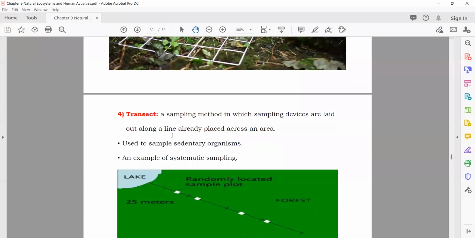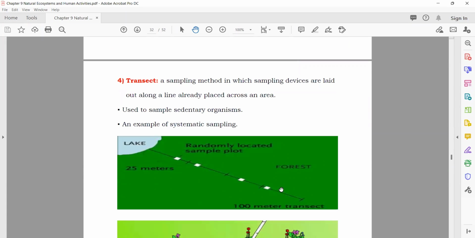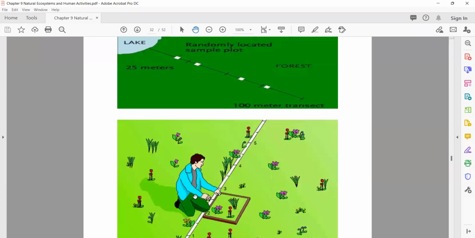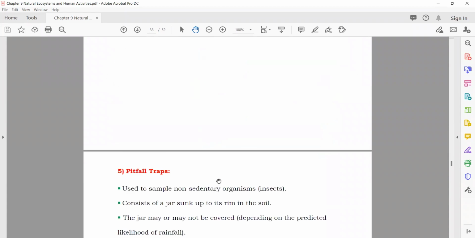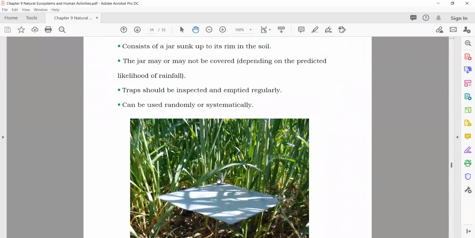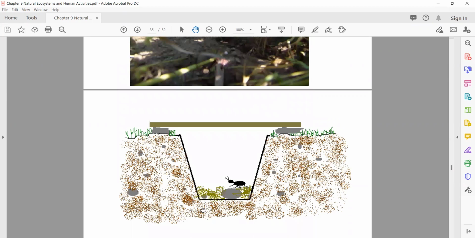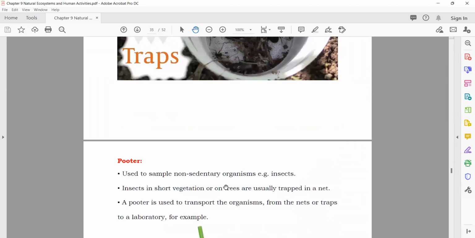Then after that you have the transect. It is similar to a quadrat, but here you will just draw a line, and within that line you will put the quadrat. And then you have the pitfall trap, especially for insects, where you count how many insects are living there.